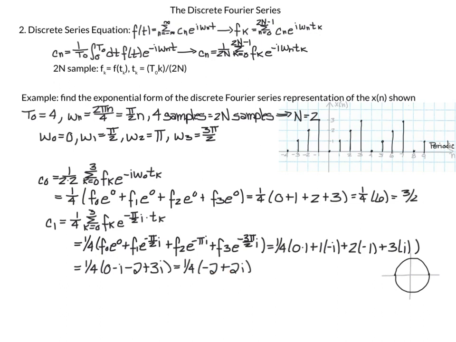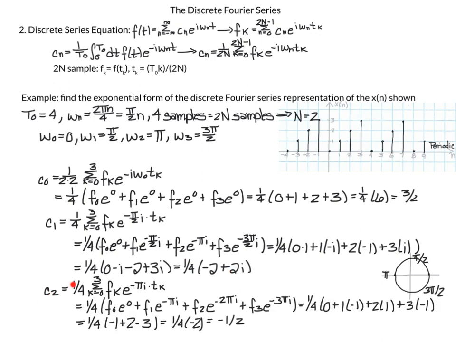I have my calculation for C2, which is 1/4, the sum for k equals 0 to 3 of f of k times e to the minus, now omega 2, because we're at 2, is equal to pi, so minus pi i times t to the k. So 1/4 times f naught e to the 0 plus f1 e to the, now t is equal to 1, so minus pi i, plus f2. When t is equal to 2, we get minus 2 pi i, and plus f3, and when t is equal to 3, then we get e to the minus 3 pi i.